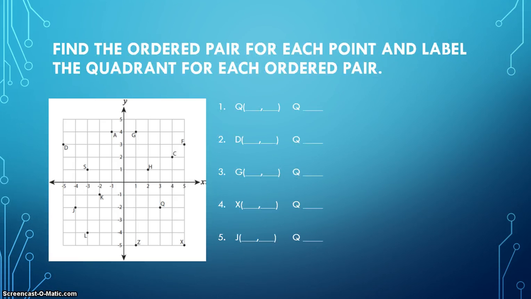Alright, so now that we've gone over it together, I want you guys to go ahead and try it on your own. As you can see, I have problems 1 through 5. It wants you to find the ordered pair, and it wants you to find the quadrant that it's in. Just a little review from the last video. So I want you to go ahead, and when I tell you to pause the video, answer the questions, and when you're done, unpause it and we'll go over it together. So go ahead and pause the video now.